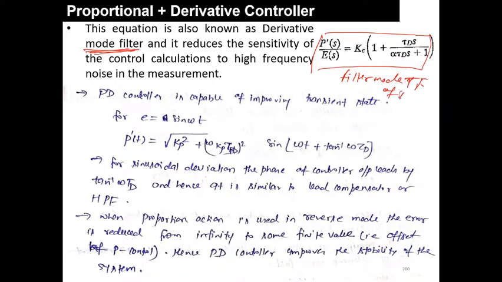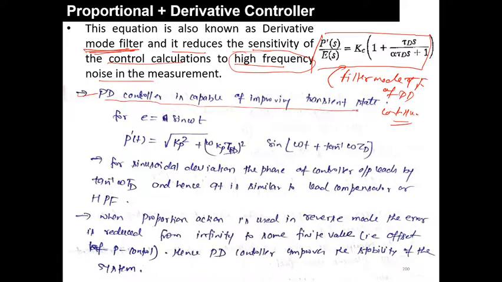This is the transfer function of the PD controller, or generally it is used practically. It reduces the sensitivity of the control calculation to high frequency noise, so it reduces the noise. Okay, next, as we have discussed, the PD controller is capable of improving the transient state. The transient state will improve, as I already told. The dynamic response will improve.